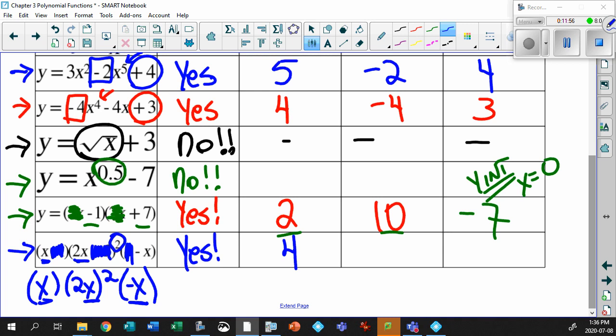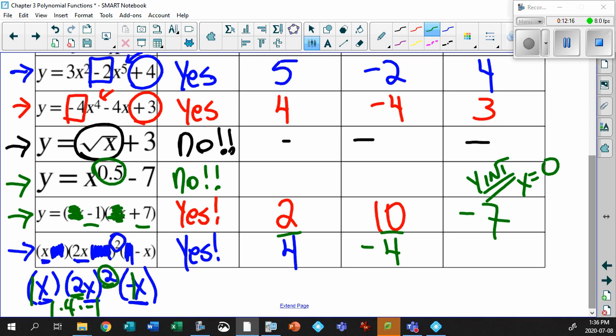Now, what's the leading coefficient? Okay, well, this is a 1. This is a minus 1. And don't forget to square this. So that's 1 times 4 times a minus 1. Your leading coefficient here is minus 4. Ho, ho, ho. Neato, neato, neato.